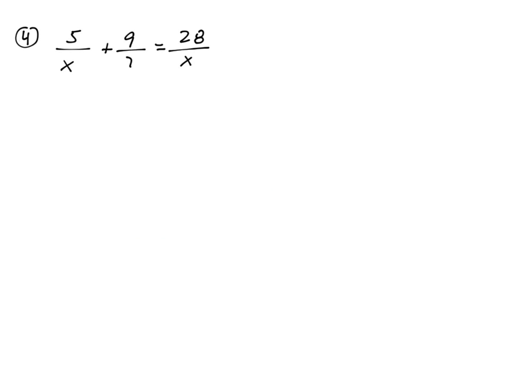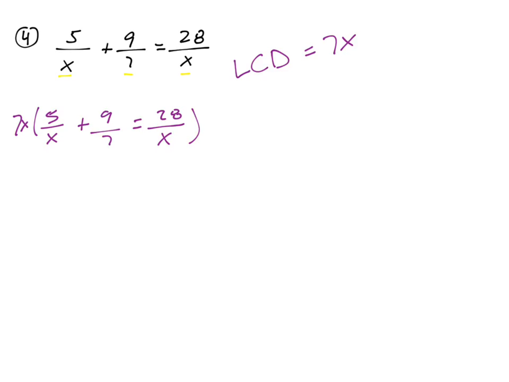So 5 over x plus 9 over 7 equals 28 over x. So in this case, we've got an x, we've got a 7, and we've got an x. In this case, the least common denominator is just going to be 7x. So we need to multiply the entire problem by 7x. So we're going to take 7x times 5 over x plus 9 over 7 equals 28 over x, which we're going to multiply by 7x. Let's write it on both sides for fun. And so here, the x's cancel, so it's 7 times 5, which is 35. Here, the 7's cancel in the second set, so it's 9x, so 9 times x.